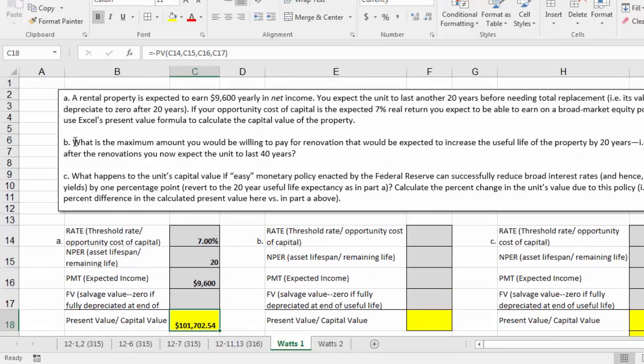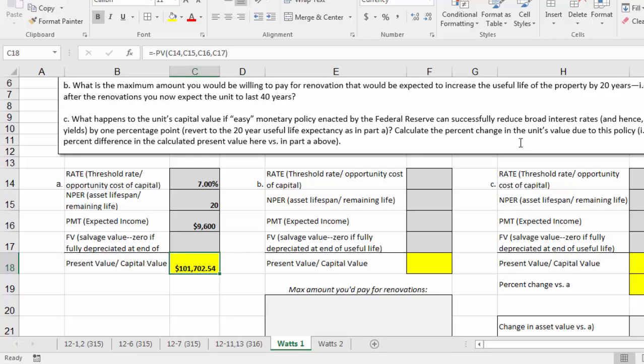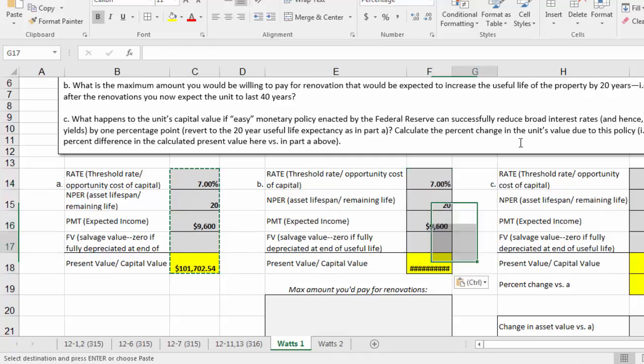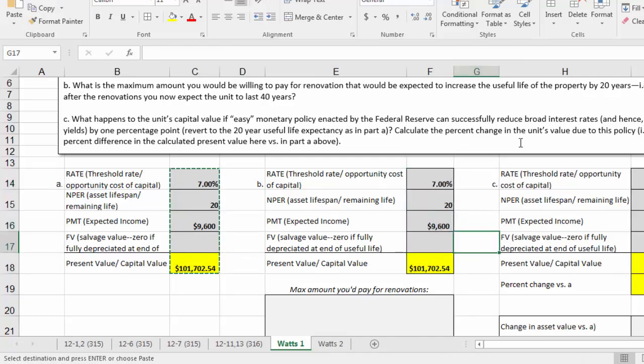Now let's move to part B. What is the maximum amount you would be willing to pay for renovation that would be expected to increase the useful life of the property by 20 years? Okay, so now everything here is the same, so I'm going to be efficient and just copy and paste it, but the difference is I'm going to put 40 years in instead of 20. Whoops, 40 years up here. We're still going to depreciate it all the way. There we go. So 40 years instead of 20, still have a future value of 0.